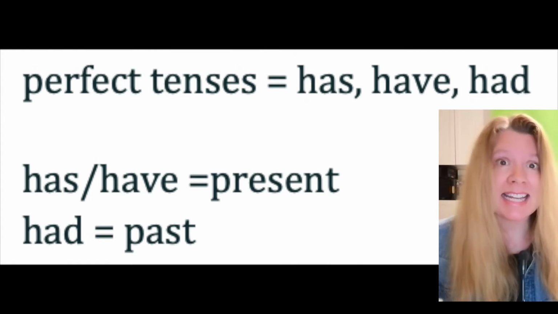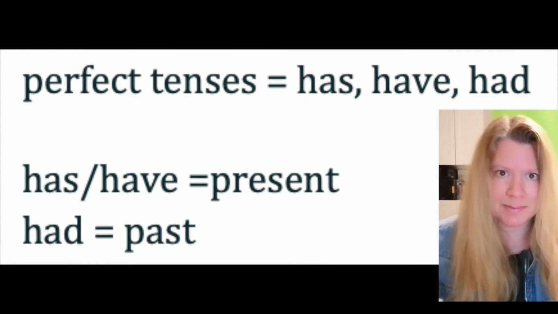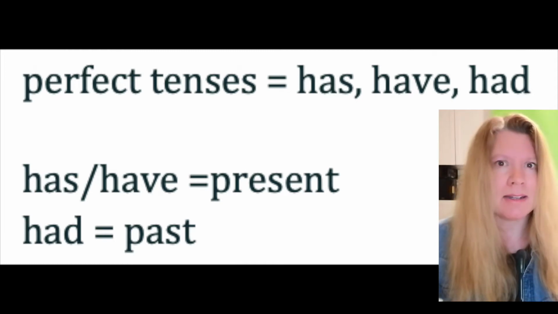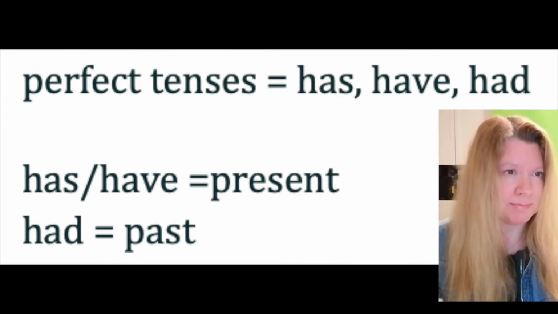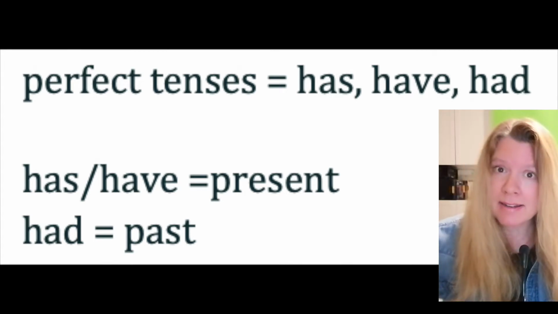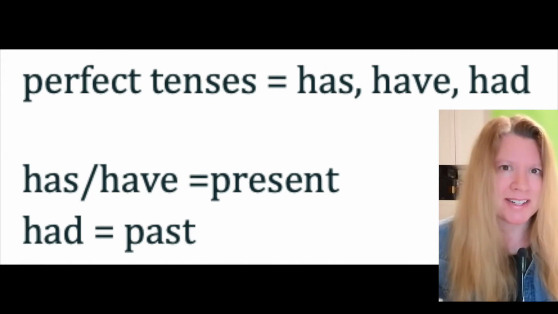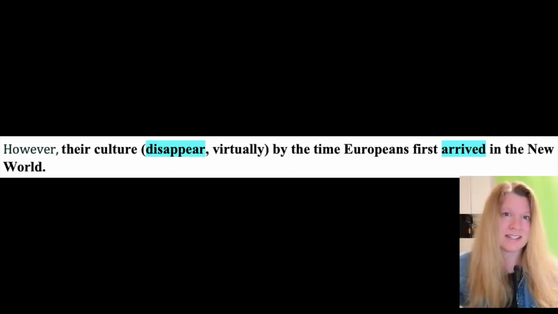She has, he has, it has, I have, you have, we have. Present. Now, to make it perfect, you add the verb or the action. And had is our past. Perfect. So, are we going to use past or present? I hope you said past, because that's right.